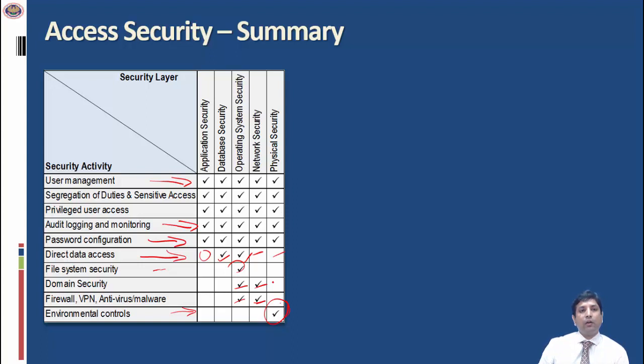So with this, I hope that we have understood the various layers of security and various activities within security and how these are related to each other. Now let us look at some examples of what risks can be present within the access security domain and what controls can be implemented by a company to protect those or mitigate those risks.